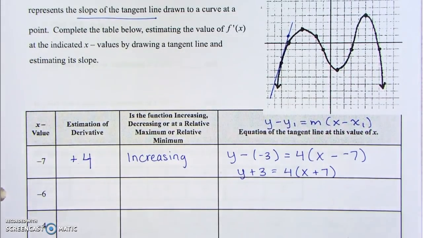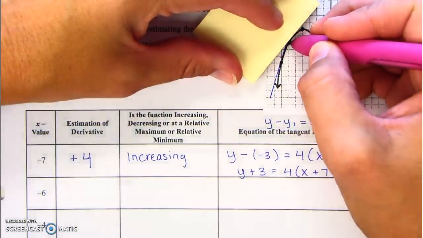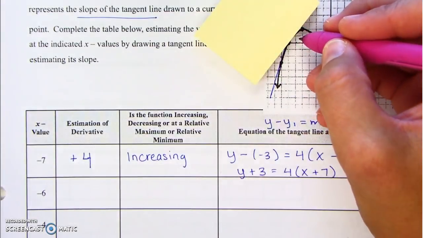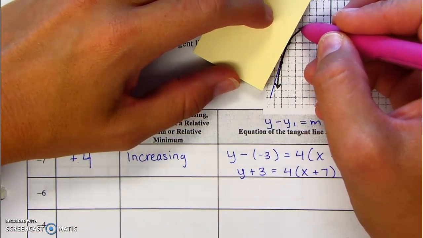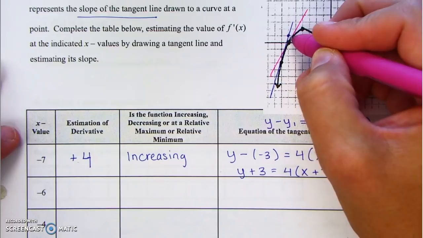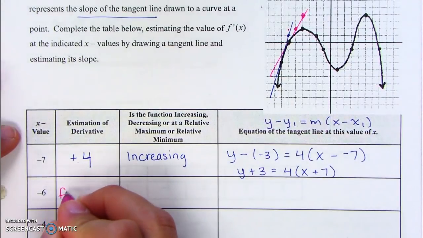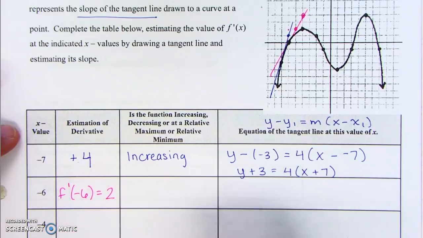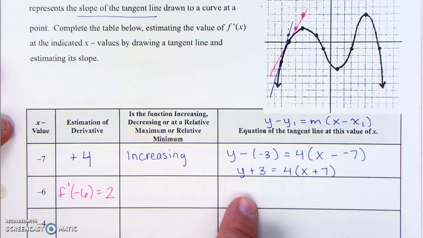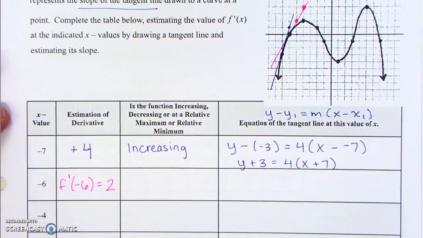Next line, -6. This tangent line is going to go up 2 over 1. I didn't show this work up top, but I'm going to say f prime of -6 equals 2. Increasing, decreasing, equation of the tangent line: I'm going to leave these two columns for you to complete, and I'm just going to get us the estimations of the tangent line.